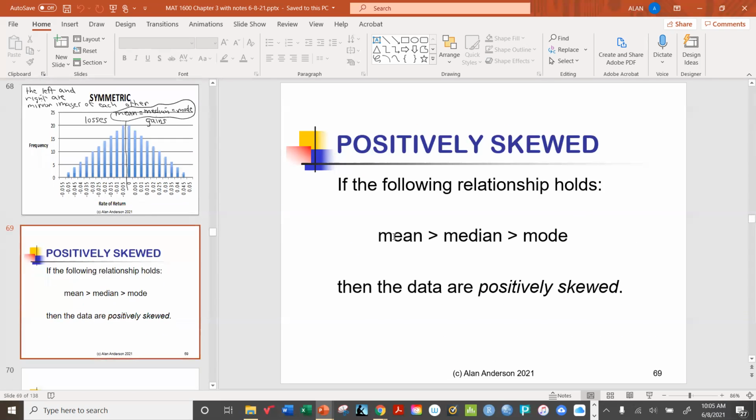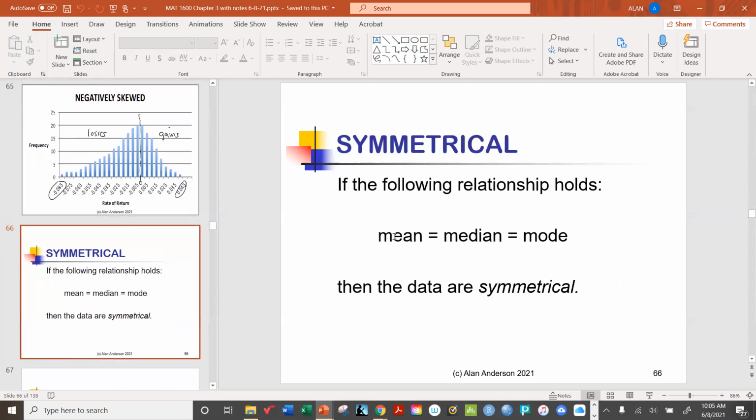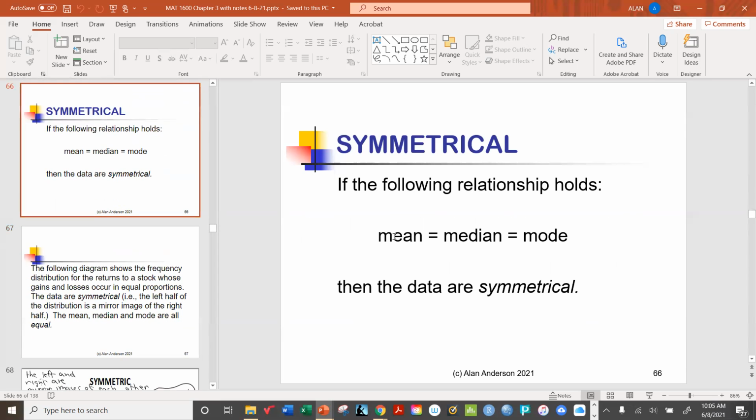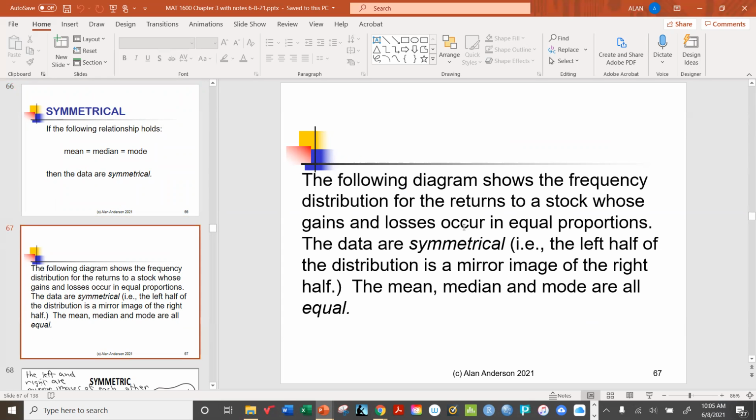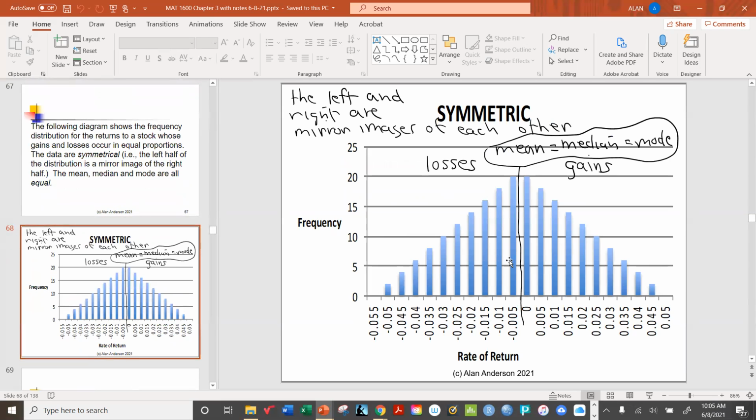Symmetry means that everything's equal. All 3 of them are the same. And therefore, there's a balance between, in the case of stock returns, gains and losses. In other words, if you look at this picture, you'll see that I drew this line down the middle. The area to the left is an exact mirror image of the area to the right.